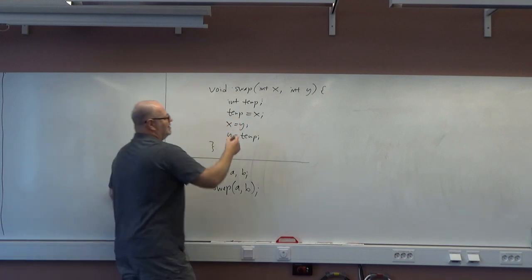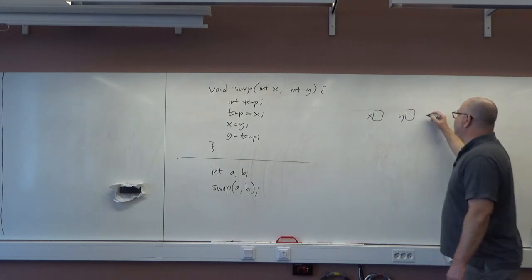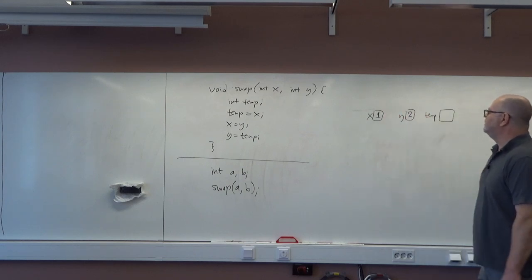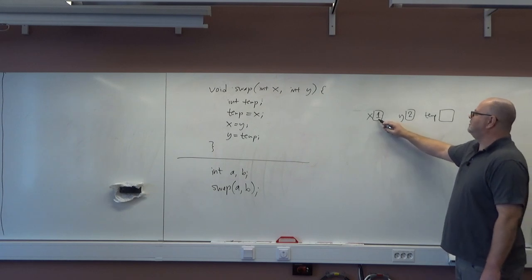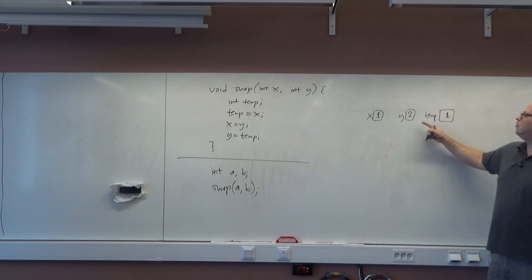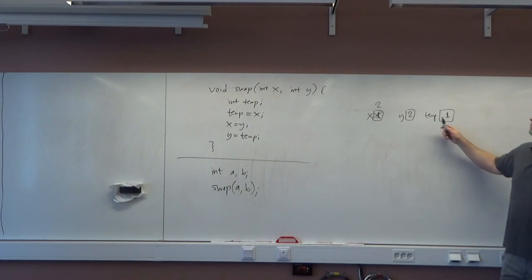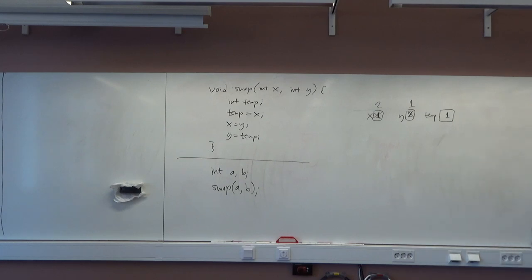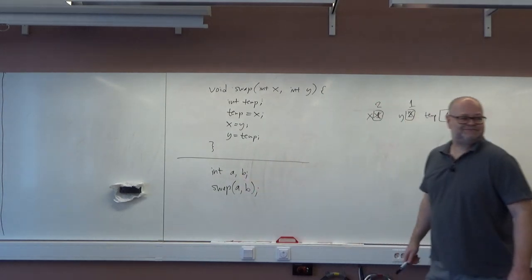Because, well, you have a variable called x, you have a variable called y, you have a variable called temp, for temporary, and let's say you have 1 and 2 as contents, and then you copy x into temp, so now temp says 1. I copy from y to x, so now x says 2, and I copy from temp to y, so now this one says 1. So why doesn't this work? Why doesn't it swap the values of A and B?